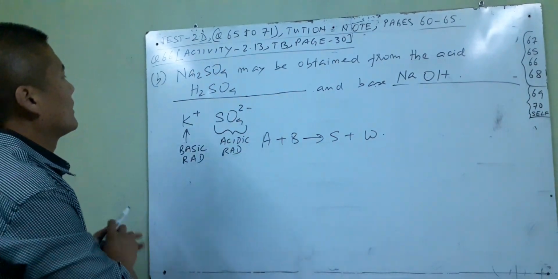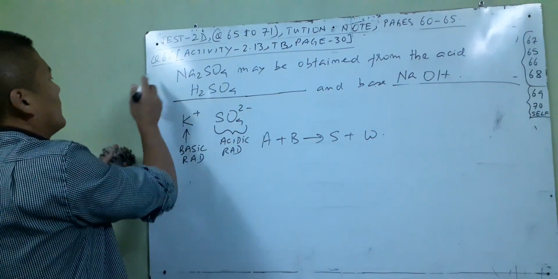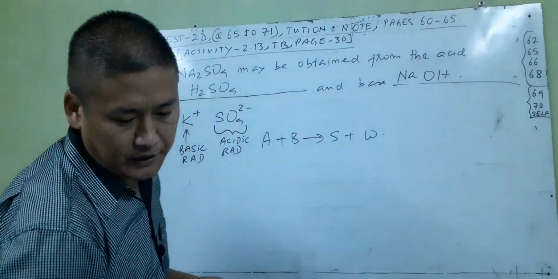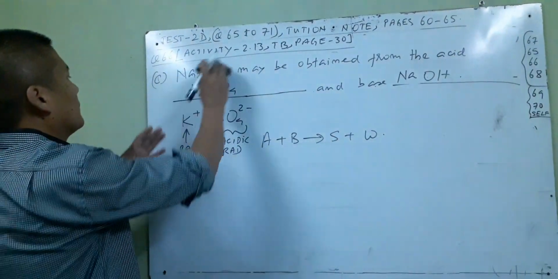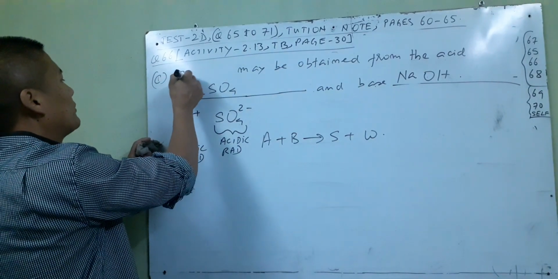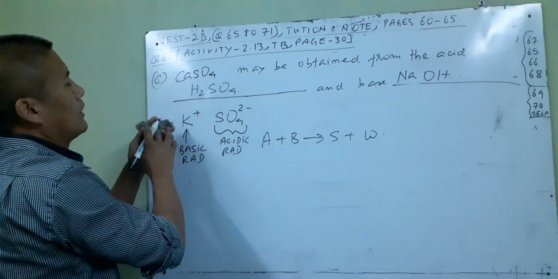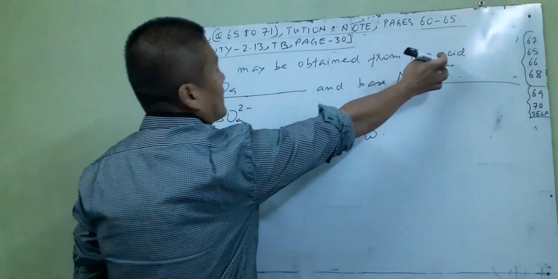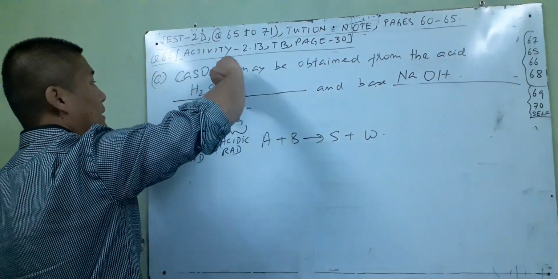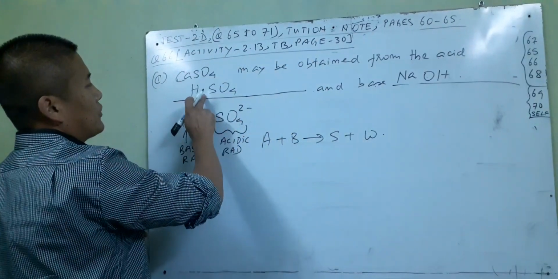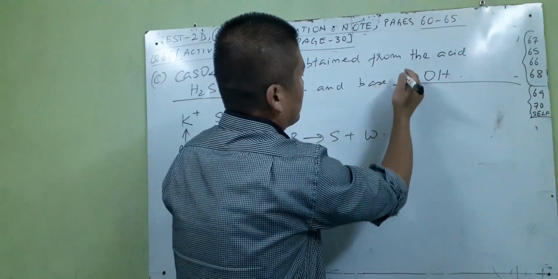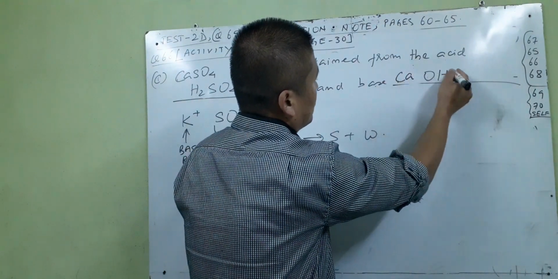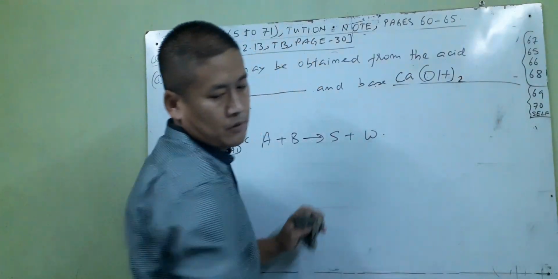Okay, so next, C. If you go to page 29, again C is calcium sulfate. So you just copy the formula from your previous activity, calcium sulfate. And now the acid is always obtained from the negative part, meaning the second part of the formula. So same H2SO4, and calcium, so this time it will be replaced by calcium hydroxide. So Ca, and the valency is 2, so we need to put a bracket and 2.